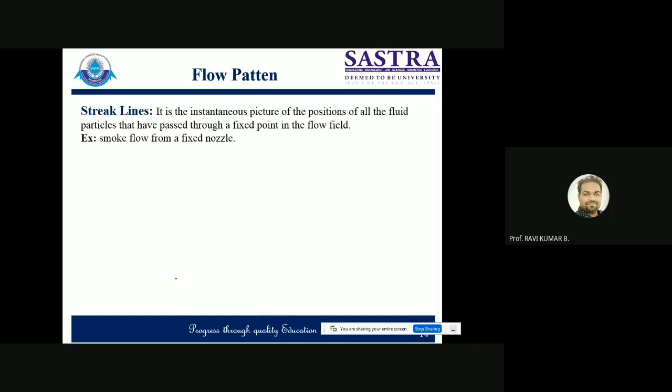Next one is streak line. It is the instantaneous picture of positions of all the fluid particles that have passed through a fixed point in the flow field. Example is smoke flow from a fixed nozzle. If you consider the fixed nozzle here, which is fitted with a chamber, here you are burning some fuel and smoke is generating and coming out through this small cavity. It will be going in a horizontal line, so all the fluid particles will be coming like this. So this is known as streak line.